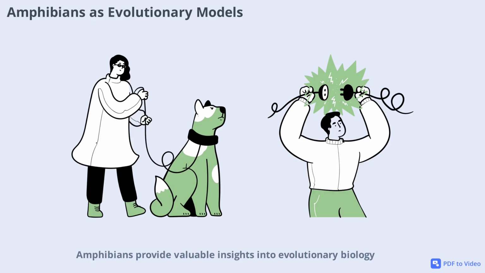Amphibians provide valuable insights into evolutionary biology. Their unique adaptations, life cycles, and fossil record make them important models for studying the transition from water to land and the evolution of vertebrate diversity.